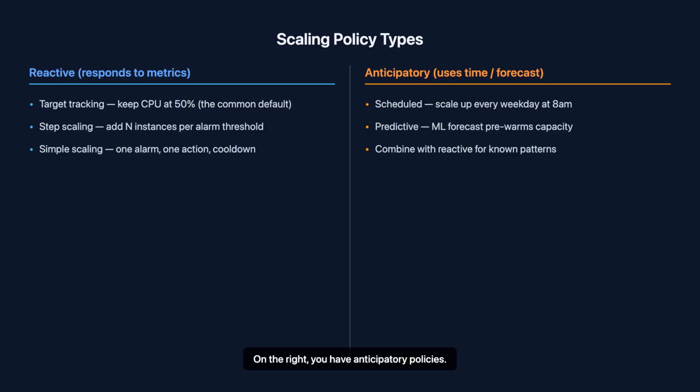On the right, you have anticipatory policies. Scheduled scaling brings up capacity at a known time, for example every weekday at 8 a.m. Predictive scaling uses machine learning to forecast demand and pre-warm capacity before traffic actually arrives. For most workloads, target tracking alone gets you very far.